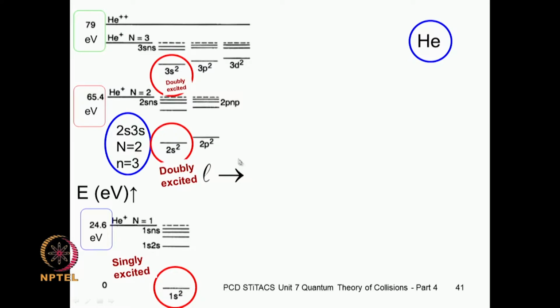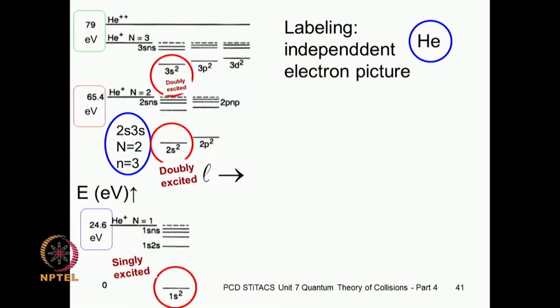Okay. So, you have the S states over here, the P states over here, and then D over here and so on. So, as you move to the right, you can go to higher angular momentum quantum states. The labeling, as you notice, is done in terms of the independent electron picture. Okay. So, the quantum numbers are the hydrogenic quantum numbers, although this is a many electron system and the hydrogenic quantum numbers are not really good quantum numbers.